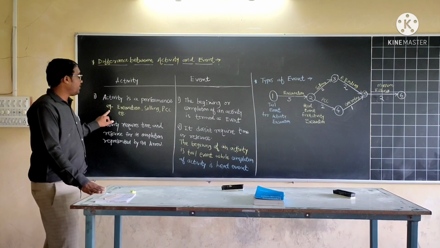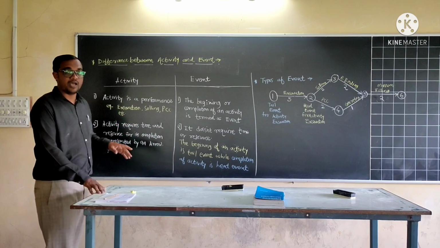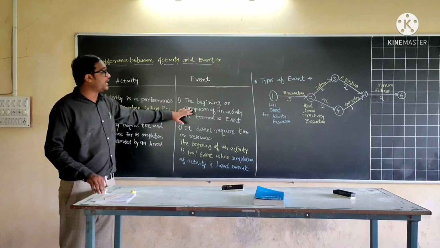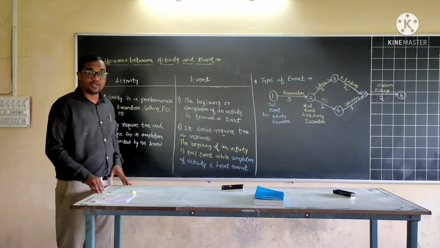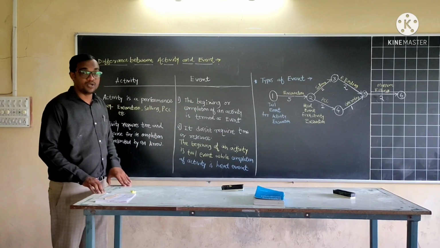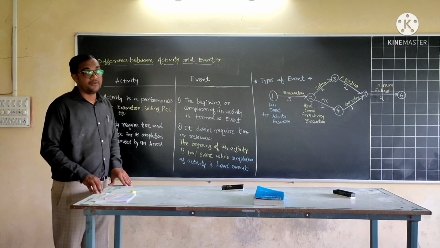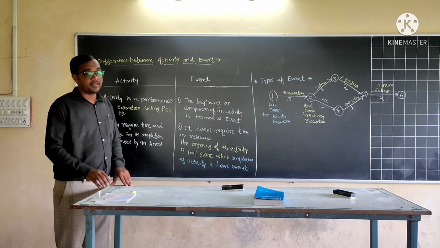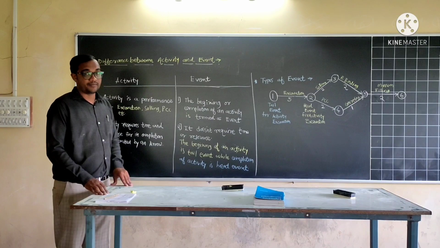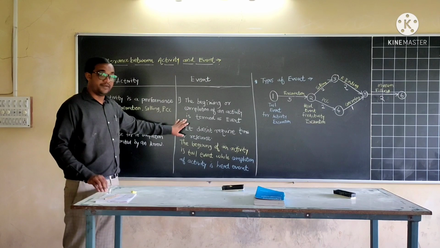Okay, so examples of activities are excavation, soiling, PCC, foundation casting, mold filling, etc. All are activities. Now, what is an event? An event is the beginning or completion of an activity. You can see in the network diagram, event 1, event 2. When the excavation activity starts, event 1 also starts. When excavation is completed, simultaneously event 1 is completed and event 2 starts. So it is the beginning or completion of an activity.